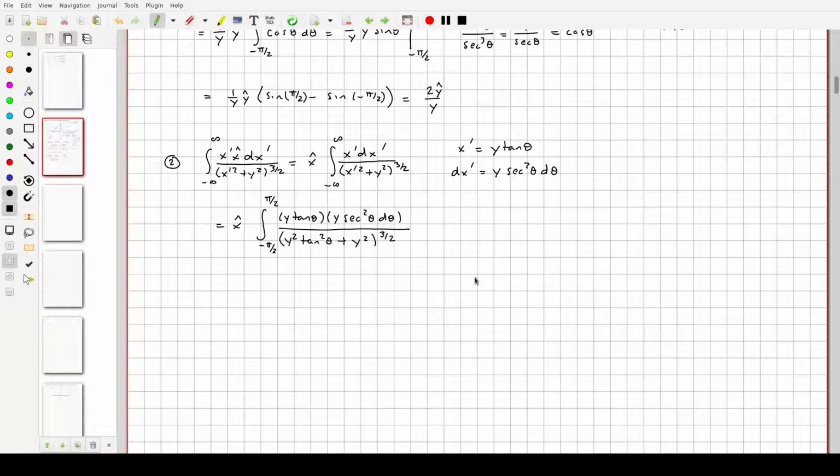Now, as you can see here, you have two y's here. When we handle the y's down here, you'll have 3 of them down there. That will be x hat over y. Our integral from minus pi over 2 to pi over 2 now looks like this.